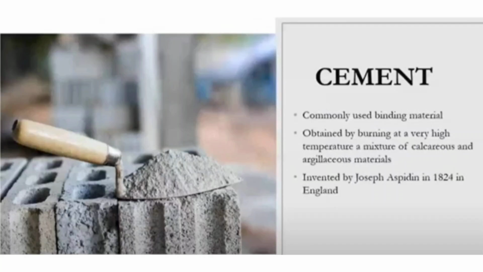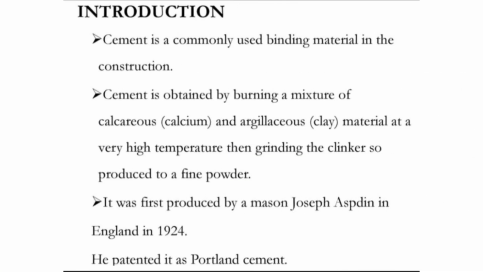Today we are going to discuss cement. Cement is the most commonly used binding material in construction. It is obtained by burning a mixture of calcareous material, that is material which contains mostly lime or calcium, and argillaceous material, that is clay. So both these materials are mixed together and then burned at high temperature.